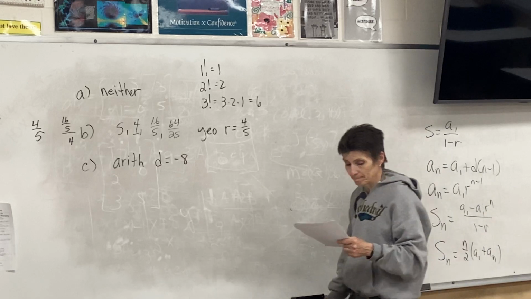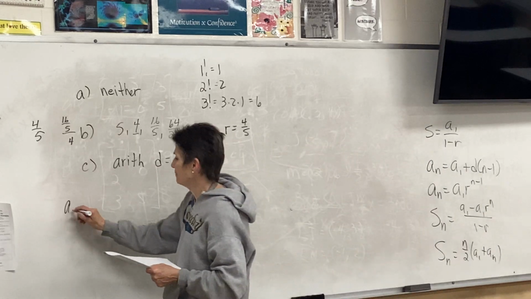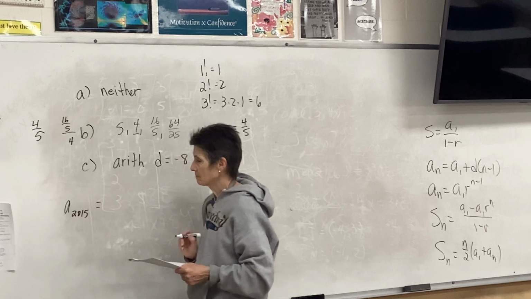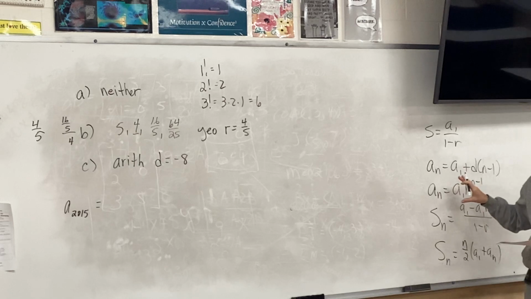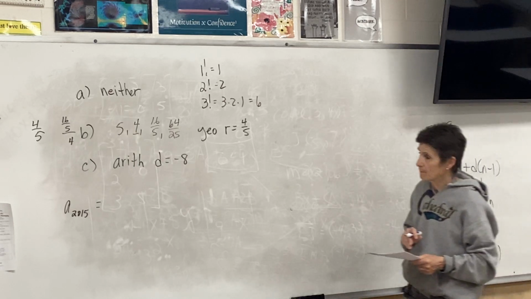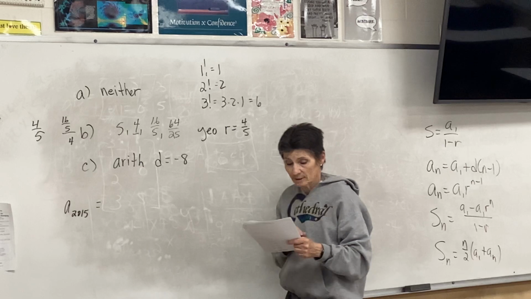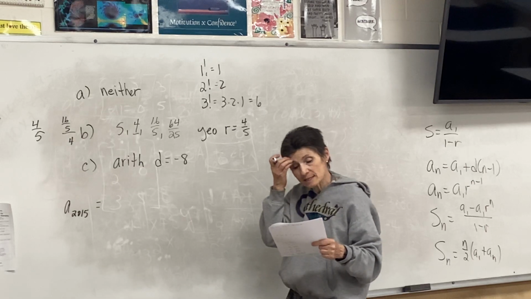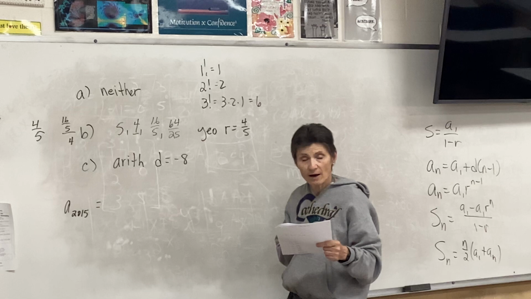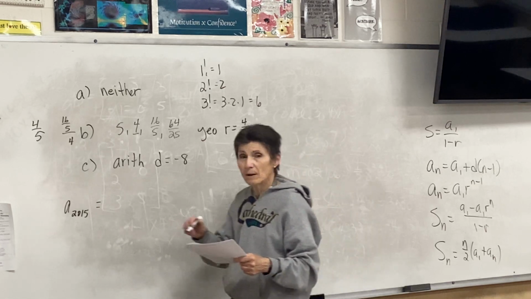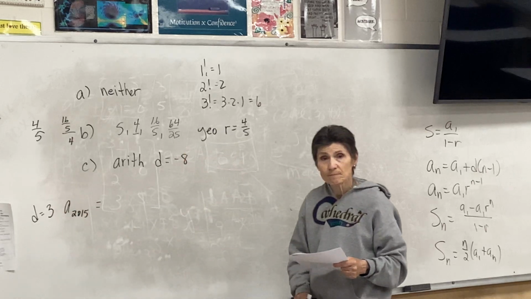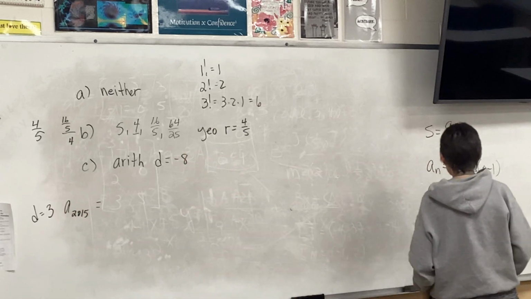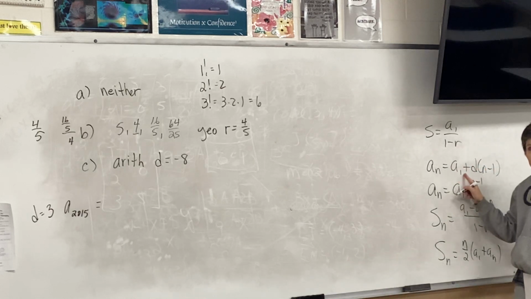All right, so number 2A. Find A sub 2015. Well, we know we're going to use one of our A formulas. Which one are we going to use? Well, let's look at the sequence. What's happening in the set of numbers 2, 5, 8? We're going up by 3, so it's arithmetic, and the difference is 3. So since it's arithmetic, we're going to be using this formula right here. This is my arithmetic formula.